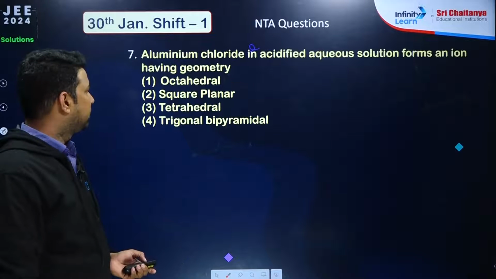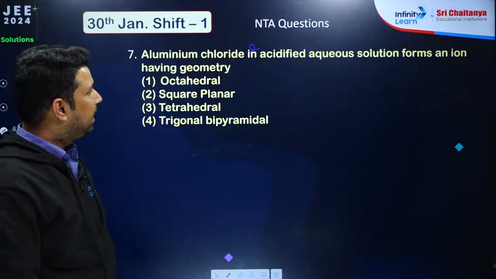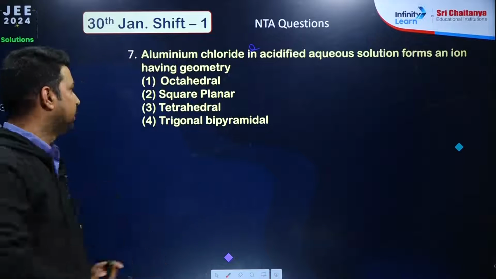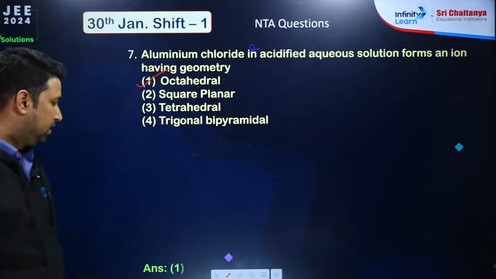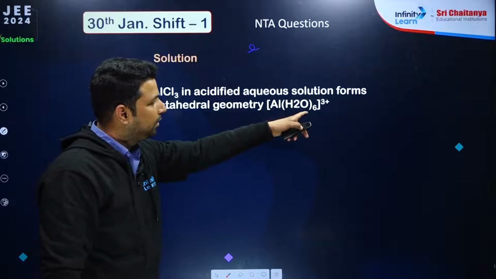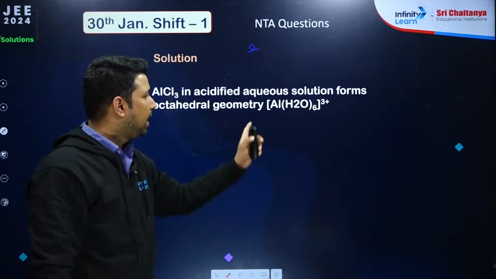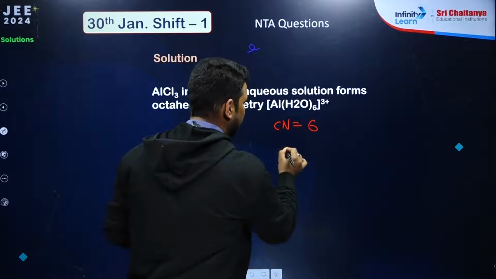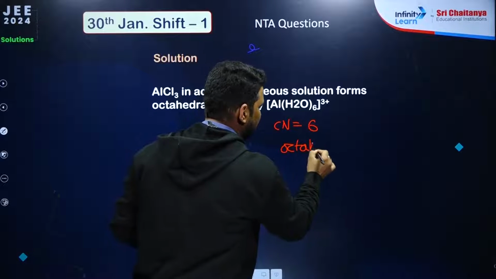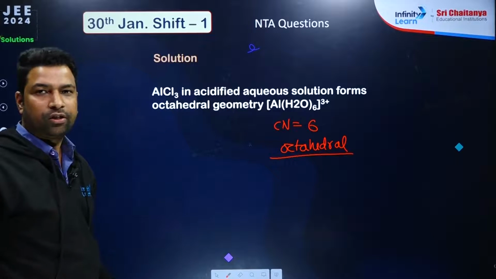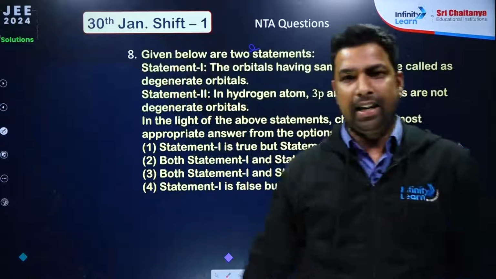Okay. Come to the next. Aluminium chloride in acidified aqueous solution forms an ion, directly taken from the NCERT. The answer is octahedral. How is it octahedral? This is the solution: it forms [Al(H2O)6]3+. Since the coordination number of aluminium is 6, it will form an octahedral complex. So the answer was octahedral.